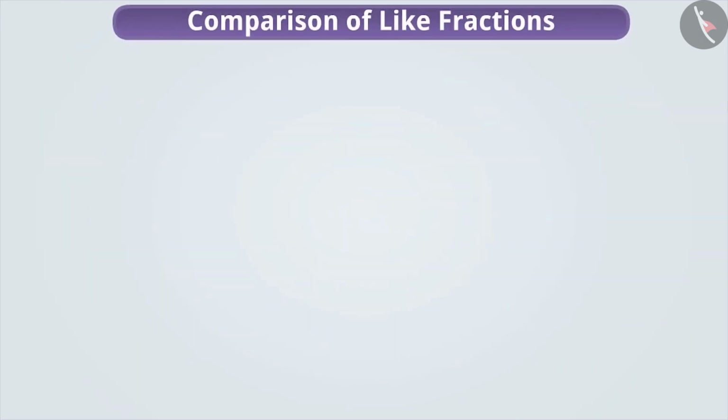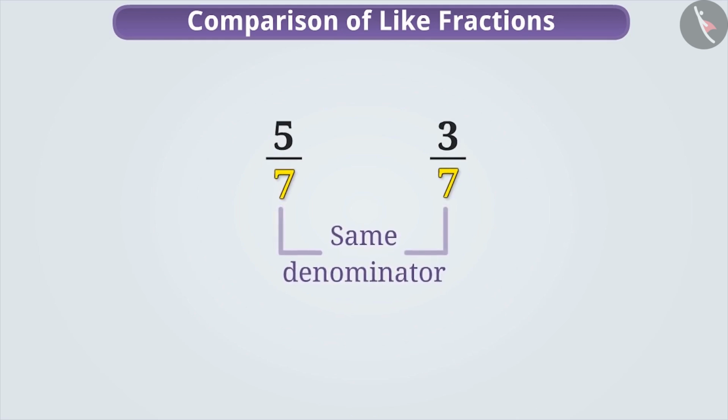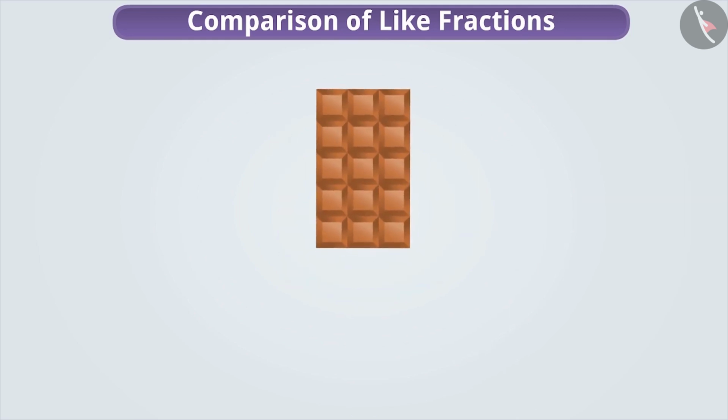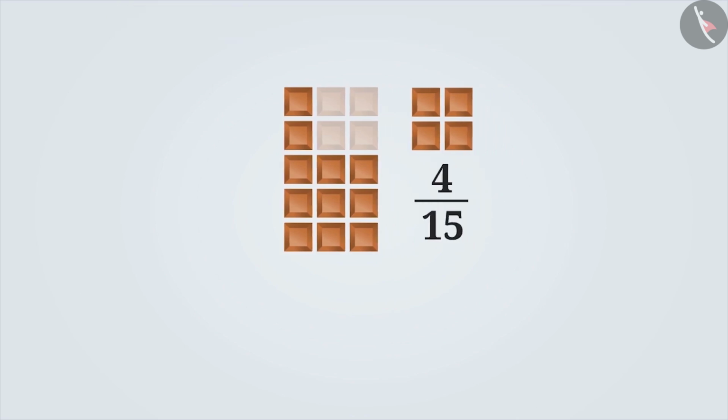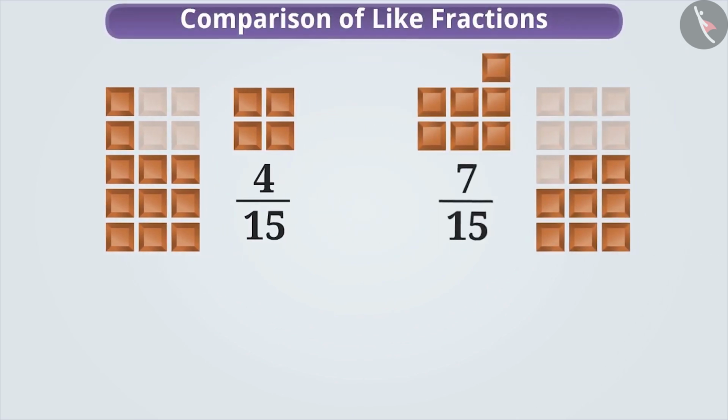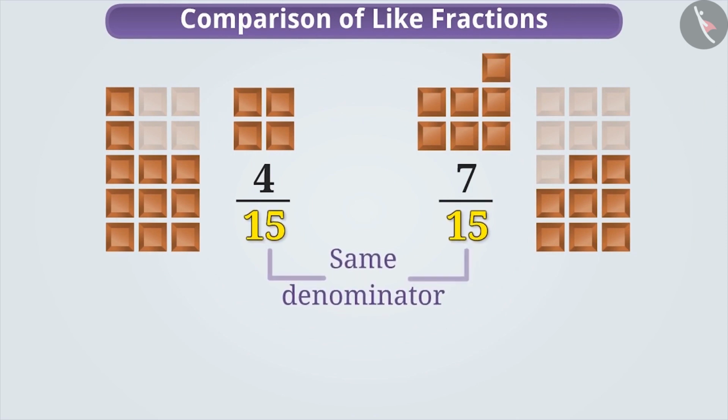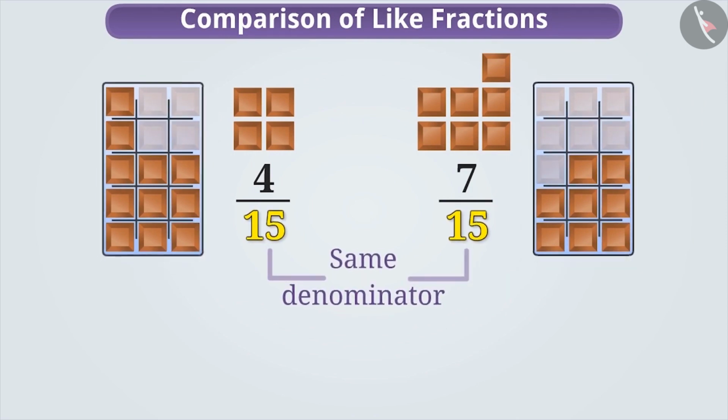So let's first understand how to compare like fractions. Fractions whose denominators are equal are called like fractions. Here is one chocolate. We have made 15 equal parts of it. If we take 4 parts from it, then the fraction will be 4 by 15. Similarly, the fraction of 7 parts will be 7 by 15. Through this, we understand that the total number of parts is equal, but the numerators are different.